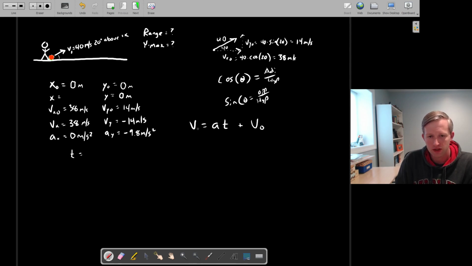In this case, though, we just have to be careful because we're using the y variable, so I've got to make sure I use my final y velocity is equal to the y acceleration times time plus the initial y velocity. And if we plug these in, I get negative 14 equals negative 9.8 times t plus positive 14. And therefore we can solve for time. It's going to be negative 28 divided by negative 9.8. And if we do that up, we should get that that's about 2.9 seconds.